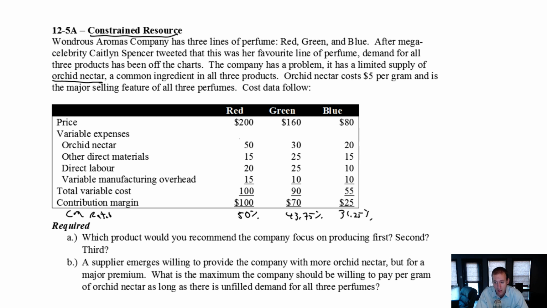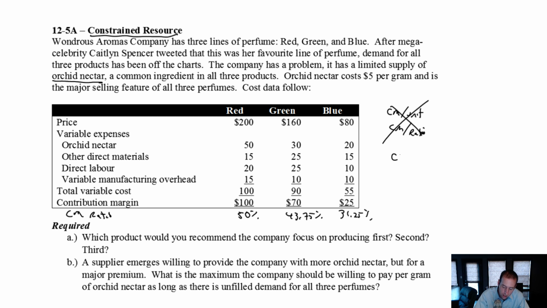We're high on demand for all of the product lines. So here's what we want to do. We want to sell the product line, not that makes us the most money per unit. We want to sell the product line that makes the best use of our constrained resource. This is what constrained resource decisions are all about: making the optimal use of your constrained resource. How do we do that? Pretty easy. We don't look at CM per unit or CM ratio.